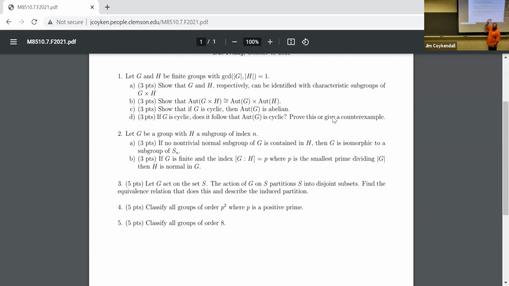Classify all groups of order 8. By the way, I know 3 abelian ones: Z2, Z2, Z2, then Z2, Z4, and Z8. You should be able to find some others that are not abelian. Okay, any questions on that? Any questions? I think this ought to be a fun little homework.